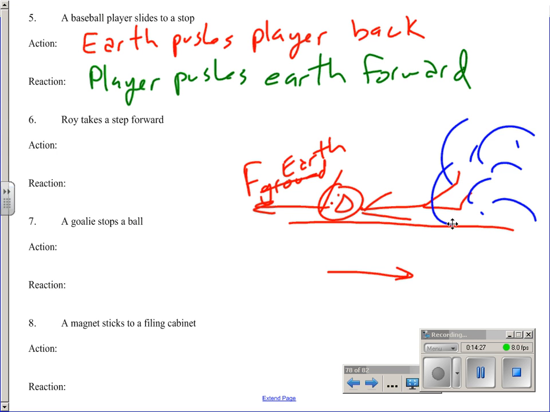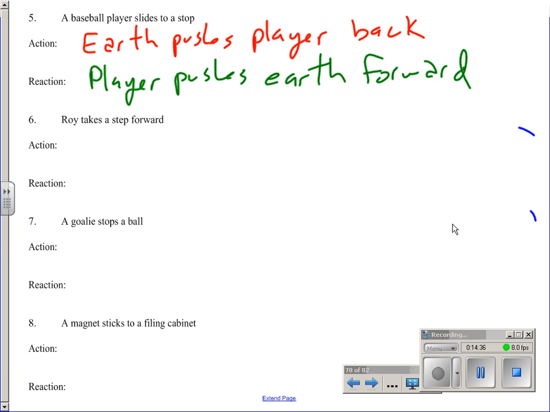Cool. All right, a couple new ones here. This is kind of weird. Roy takes a step forward. All right, think about what you do when you walk. When you walk, what are you pushing on? The two objects are Roy, or Roy's foot, and the ground, right? So there's your two objects. So when you take a step, you push the ground backwards. So Roy pushes the ground backwards, right? Think about that.